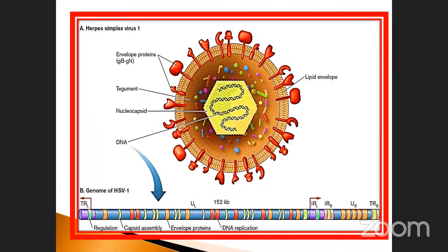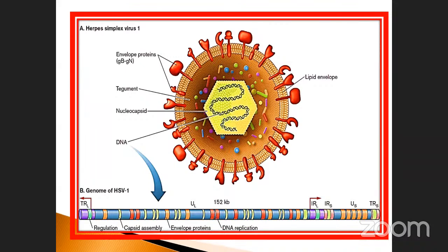Tegument. The tegument is in between the inner portion as well as the outer portion. There is a middle portion, and that middle portion is called the tegument. Nucleic acid. Capsid is nothing but the protein molecule. The nucleic acid surrounded by the protein molecule is called the capsid. Inside there is a DNA molecule.